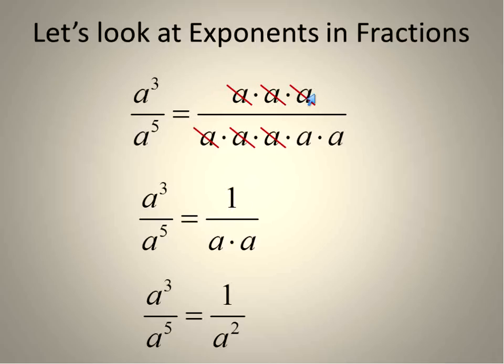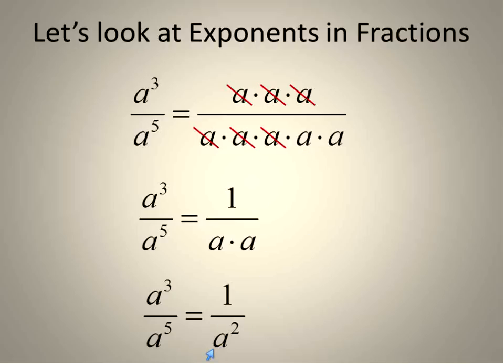Now, you might ask where this 1 comes from. We've canceled all these A's out. Why would we have a 1 on the top? That's a great question. Again, we're doing A divided by A, which is 1. A divided by A is 1. So we have 1 times 1 times 1 times A times A.